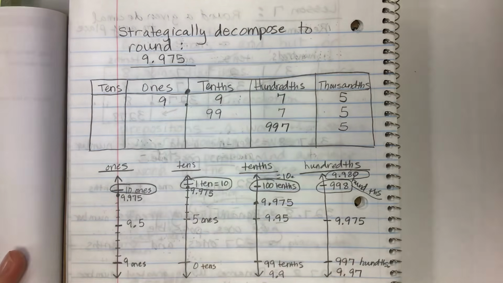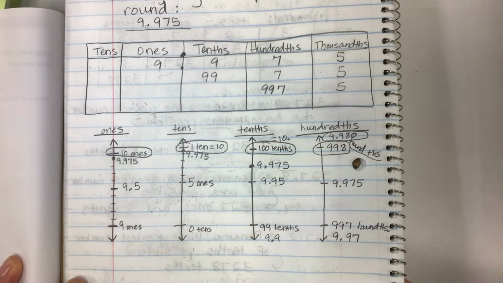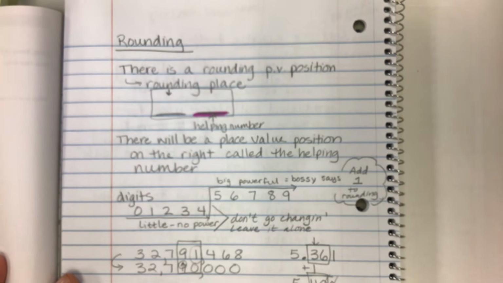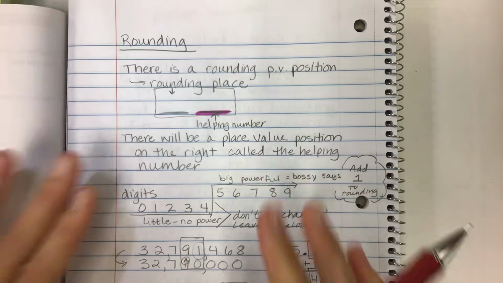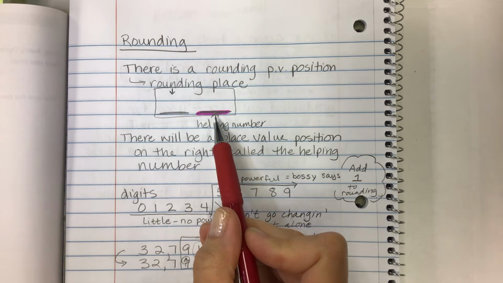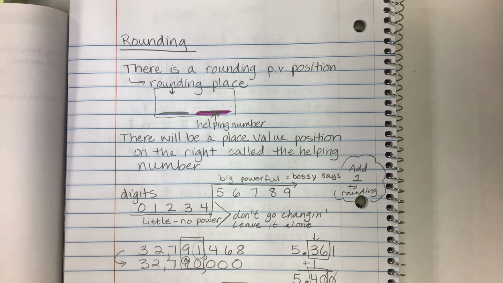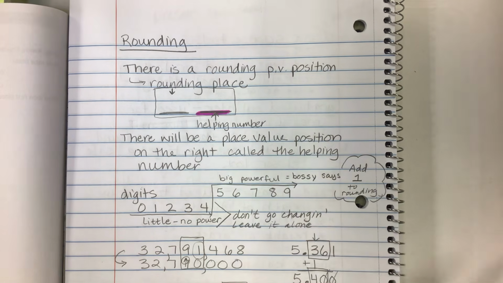I don't really like any of their practice problems, so I always tend to do my own. I just think these are all terrible if they all round up. And then I also have my own strategy, which is basically the old way. And then I talk a lot about just boxing or identifying the rounding place and the helping number. To me, this really is so much clearer for most children because you can round to any place value position. It just depends on what they tell you.